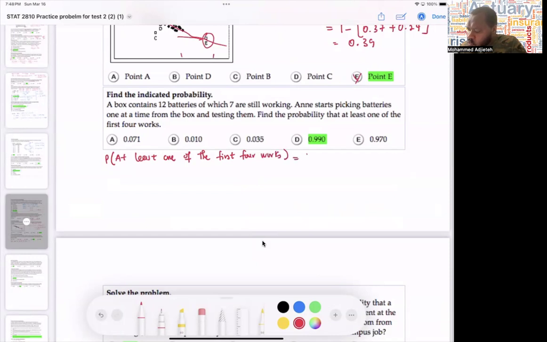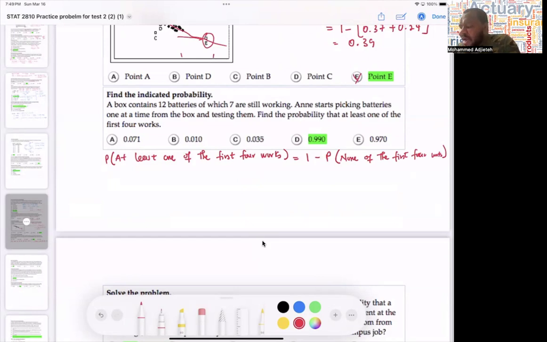This is the same thing as 1 minus the probability that what? None works. None of the first 4 works. So this is the same thing as 1 minus the probability that none of the first 4 works. So we know we have 12 batteries, 7 are still working. So how many are not working? 5 of them. Is that okay?